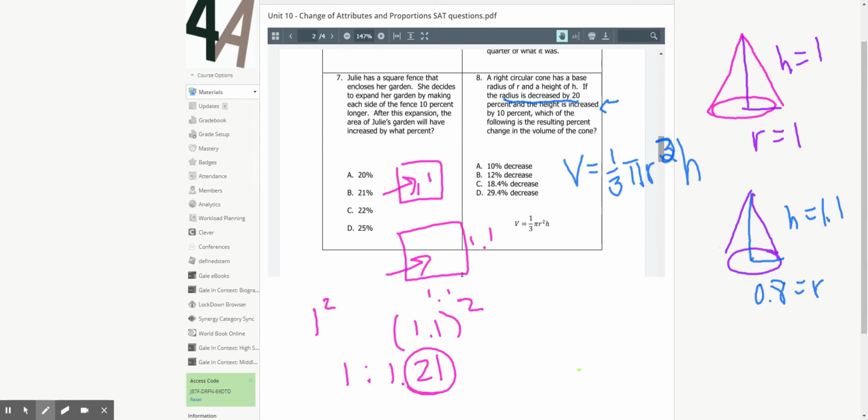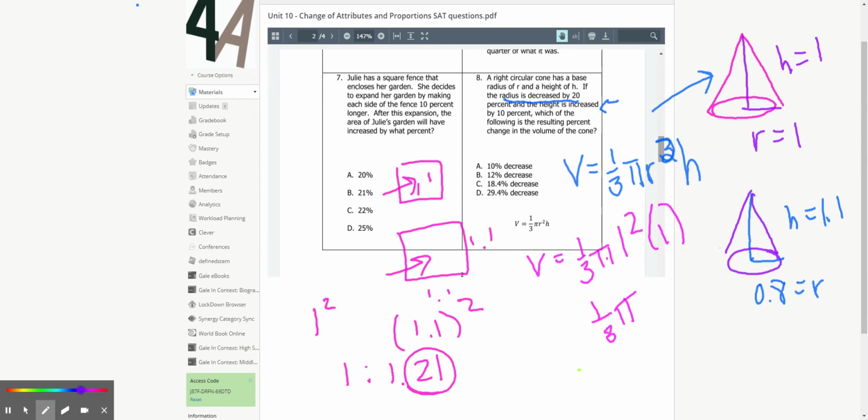Sometimes I have to look at my formulas. So, pi r squared h. For my pink cone, V equals 1/3 pi, and then r squared is going to be 1 squared times h, which is 1. That's going to give me 1/3 pi. All those ones are going to cancel out.